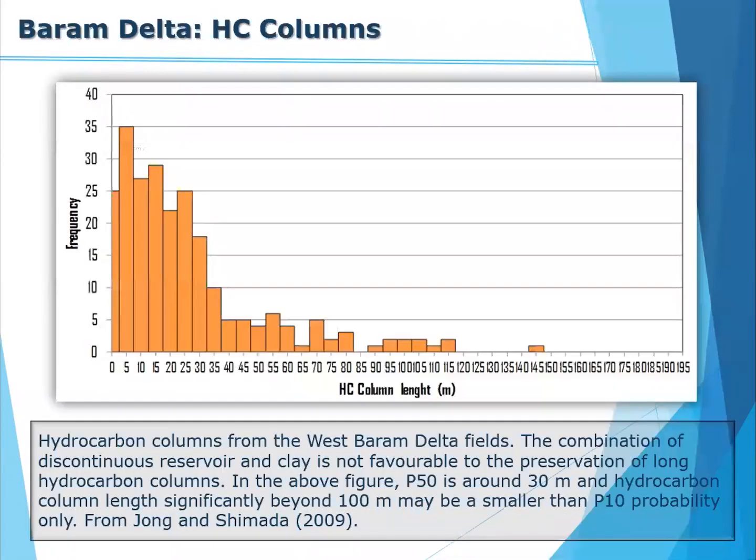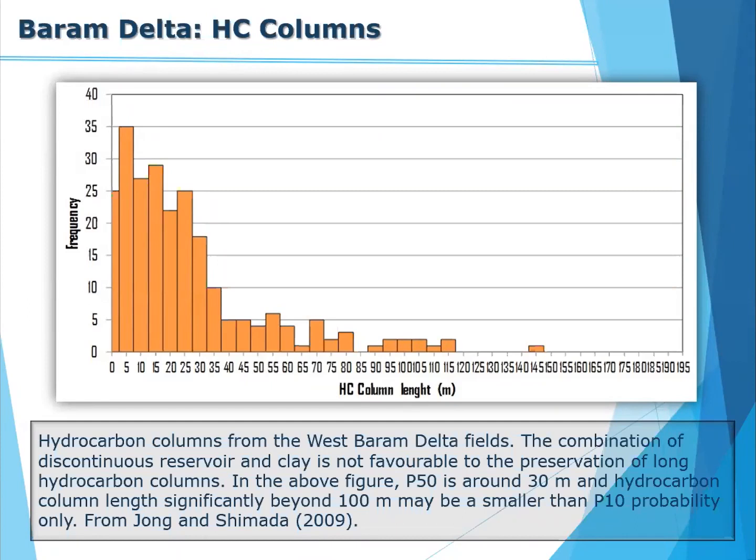Yeah. So now we come really to the center of our talk here, which is the columns. So we see here a statistic from the Baram Delta, and we count all the shallow settings of the West Baram Delta fields. And what we see here is that because of the combination of reservoir and seal, and maybe also the relatively low relief of the structures, we see typical columns of only 15 or 20 meters.